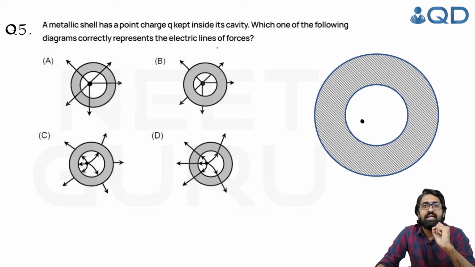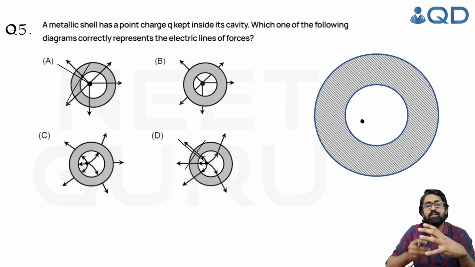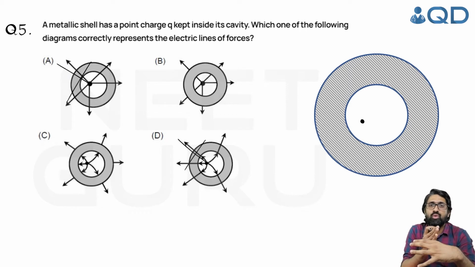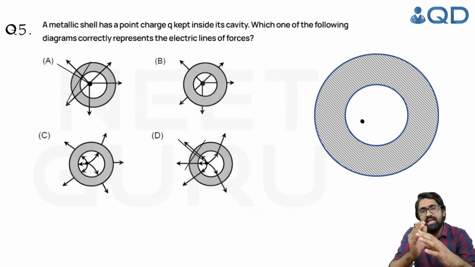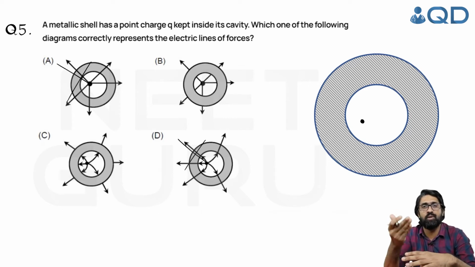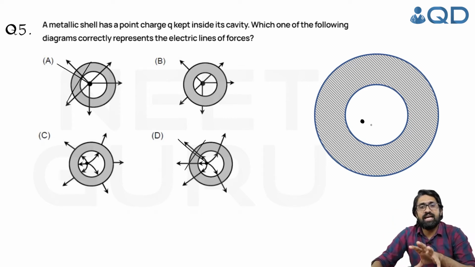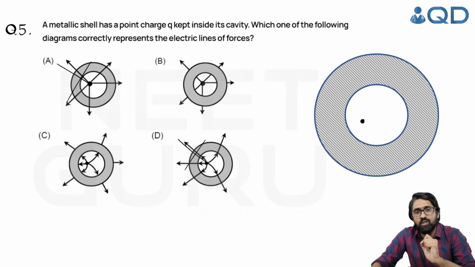Now, in that case, option A and option D will right away be ruled out because you can see that electric field lines, they cut through the conductor, which will never happen. Now, the choice is between C and option B, and since we know that electric field lines will always land on or emerge from the surface of a conductor at right angles only, which is another property of electric field lines, we can say that all the electric field lines emerging from this point charge should land on the inner surface of this cavity at 90 degrees.